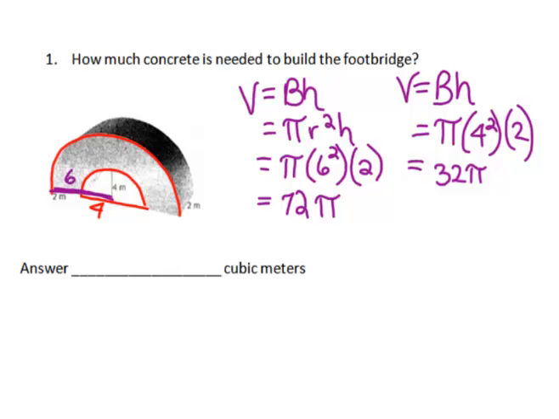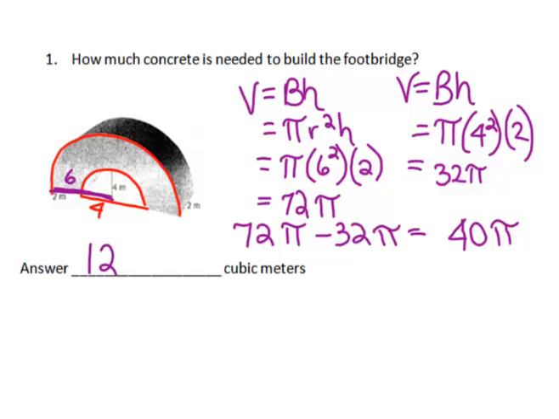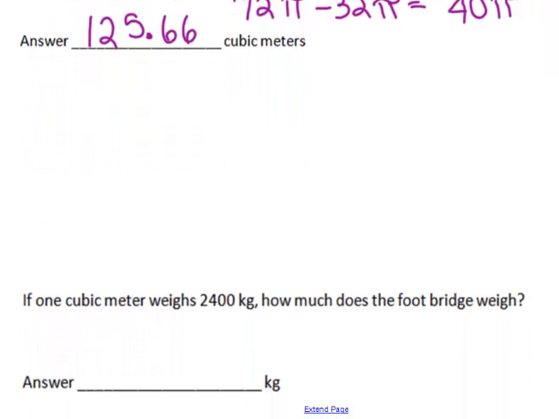All right. Now, I'm just trying to figure out how much concrete is needed to build the bridge, so I just want the difference of the 2. So I'm going to take the large cylinder minus the small, 72 pi minus 32 pi, and I come up with 40 pi, which is about 125.66 cubic meters, okay?